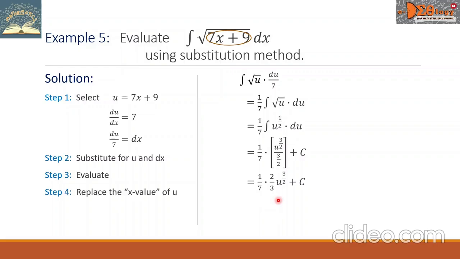And step 4, we replace the x value of u. This is our u value. Then we simplify our answer. The fractions we multiply. 1 times 2 is 2. 7 times 3 is 21. The u now becomes 7x plus 9. The quantity is raised to 3 over 2 plus c.